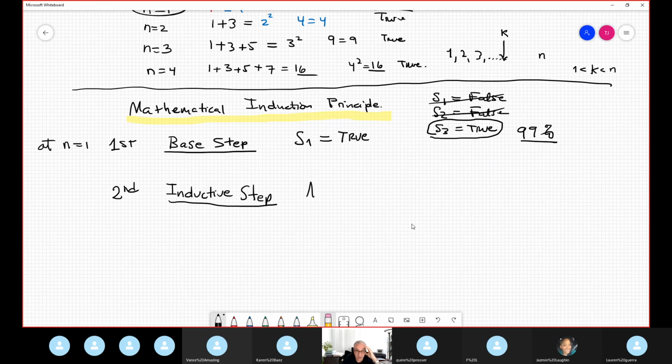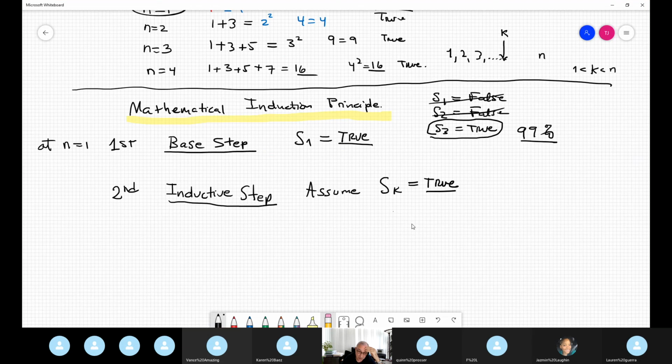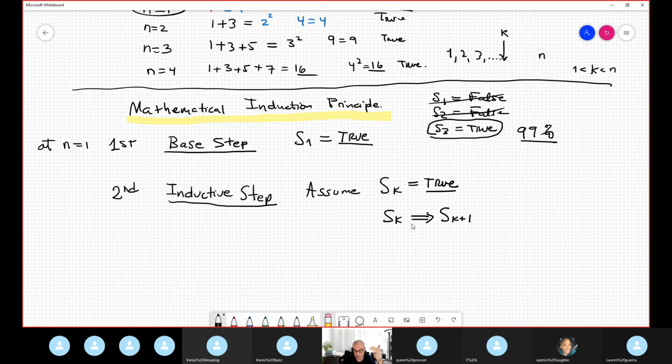You assume a sub k is true. And under this assumption, you will be able to prove that a sub k implies a sub k plus 1. Okay, this is the next. You assume that in this position it is true. However, in another way that I don't want to explain today, the next one is true. Now the conclusion is that a sub k plus 1 is also true. I forgot to say here that this statement has to be true.